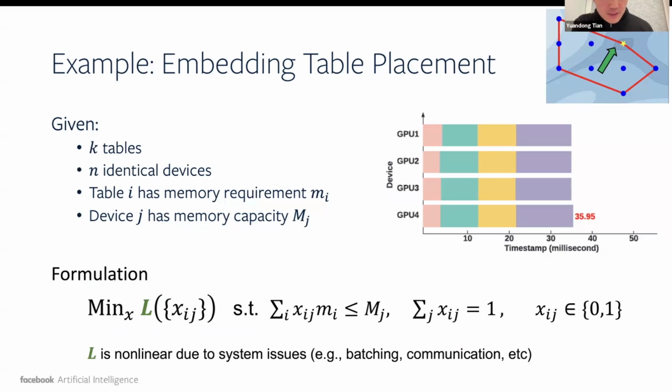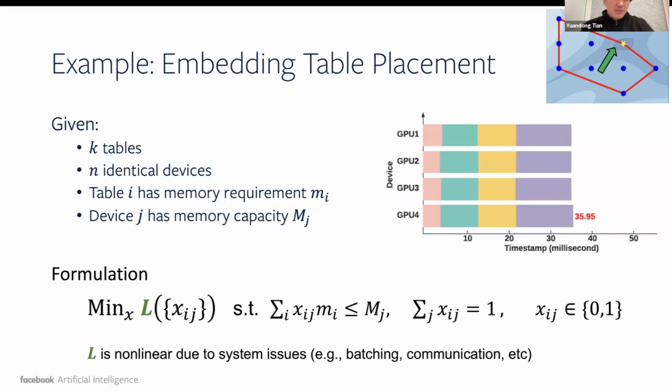By sending the table i to device j. Of course, each table needs to be placed on at least one device. That's why you have this constraint. And at the same time, for each device j, the summation of all the tables put onto it has to follow the memory capacity constraint. So this is a very typical formulation that we can encounter.